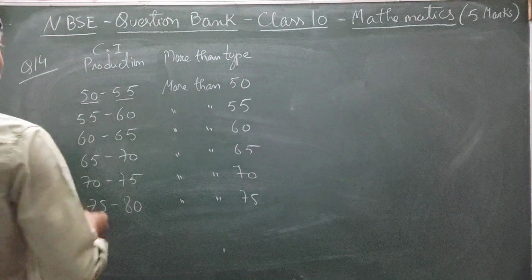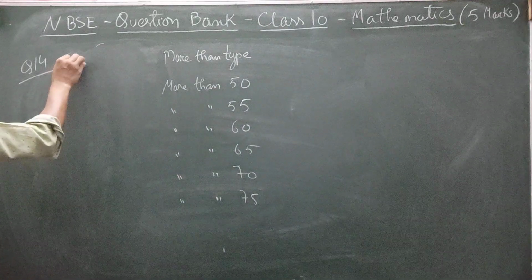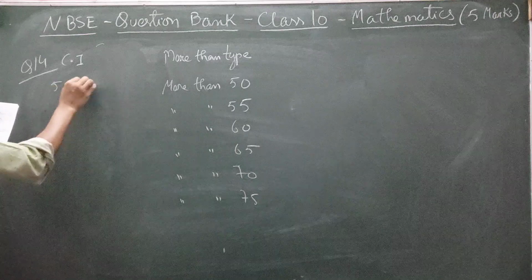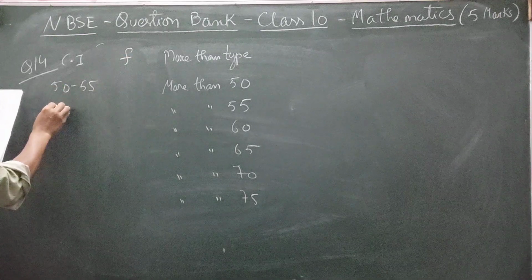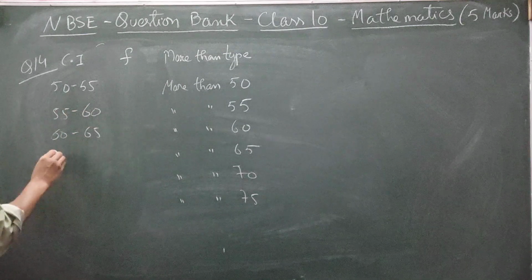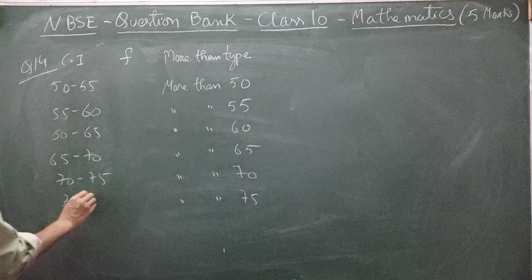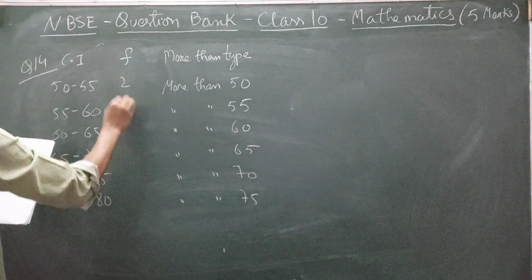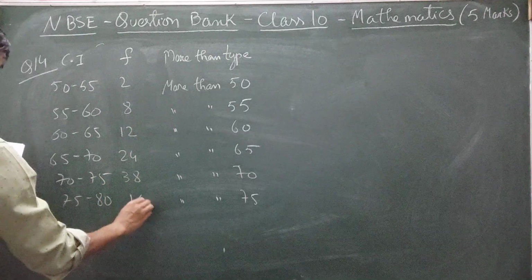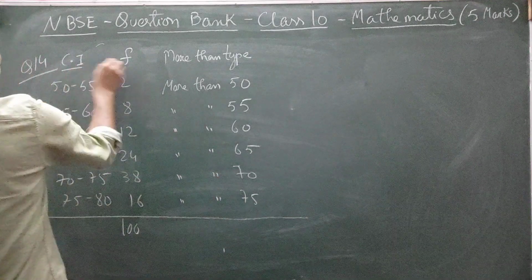We'll have to make a small adjustment. Of course, it doesn't matter, but still. Like the class interval, I'll write it once again. It's better to write the frequency also, then it provides more meaning. 50 to 55, 55 to 60, 60 to 65, 65 to 70, 70 to 75, 75 to 80, and the frequencies were 2, 8, 12, 24, 38, 16. Total 100.